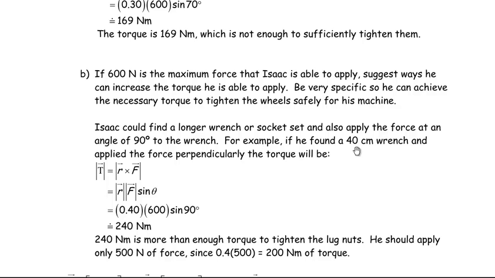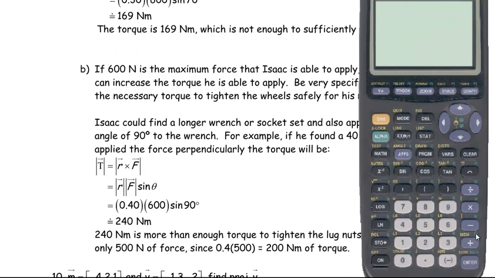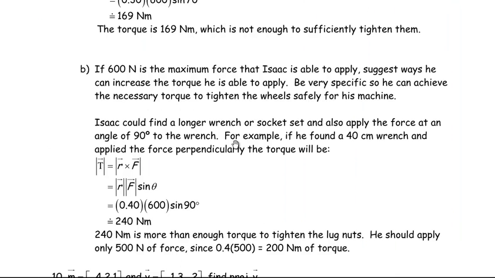So for example, we found a 40 centimeter wrench and applied the force perpendicularly, so at a 90 degree angle. Then 40 centimeters, so 0.4 meters, 600 newtons times sine 90, that's 240 Newton meters. Now, you're not supposed to over torque stuff either because you can cause damage or make it more difficult to get it off next time. So that's more than enough torque. So he could actually reduce the force a bit to 500. And you see, if you did use that 40 centimeter wrench times 500 sine 90, you get the 200 Newton meters that are necessary. So that's some suggestions you could make to Isaac.